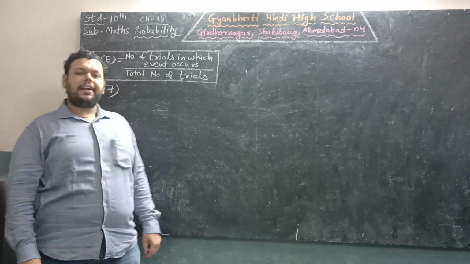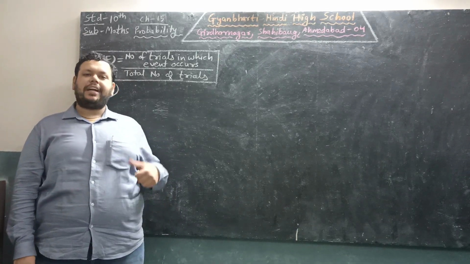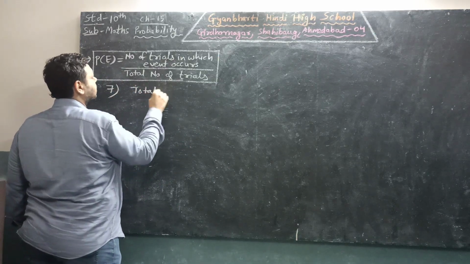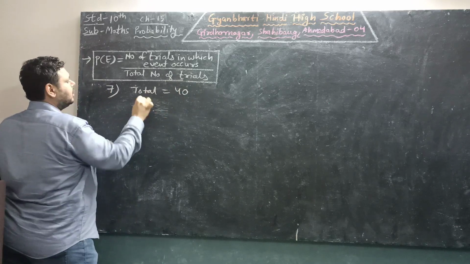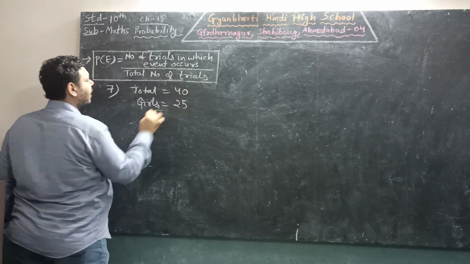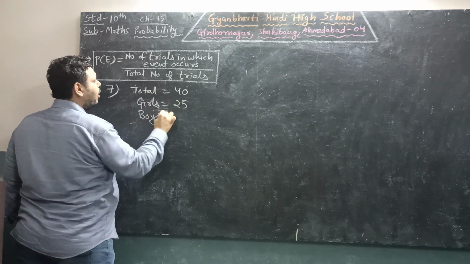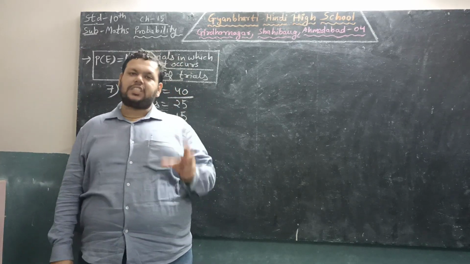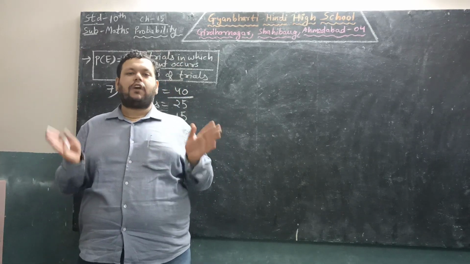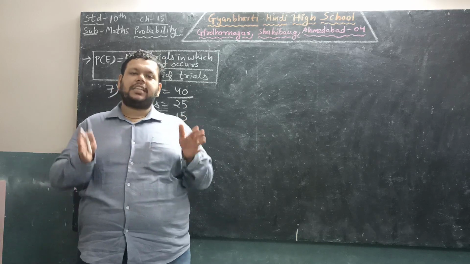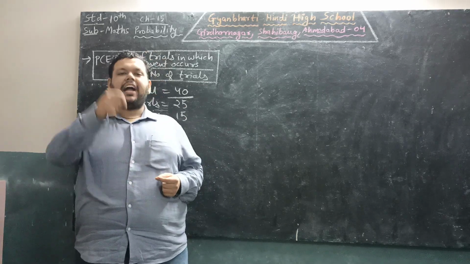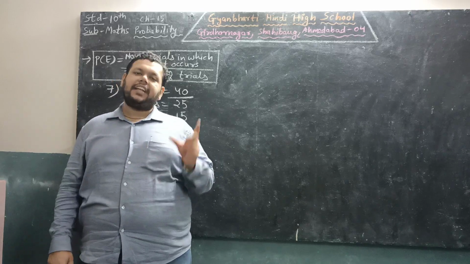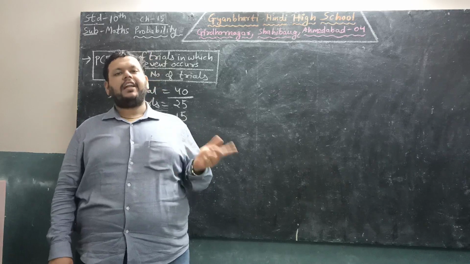In a class of standard 10, there are 40 students, in which 25 are girls and 15 are boys. So total students are 40, in which girls are 25 and boys are 15. A teacher writes the name of each student on a card, so she makes 40 different cards and puts them in a box. She draws a card randomly out of 40. One card is drawn randomly out of 40 cards. Find the probability that the card has the name of a boy and the name of a girl.